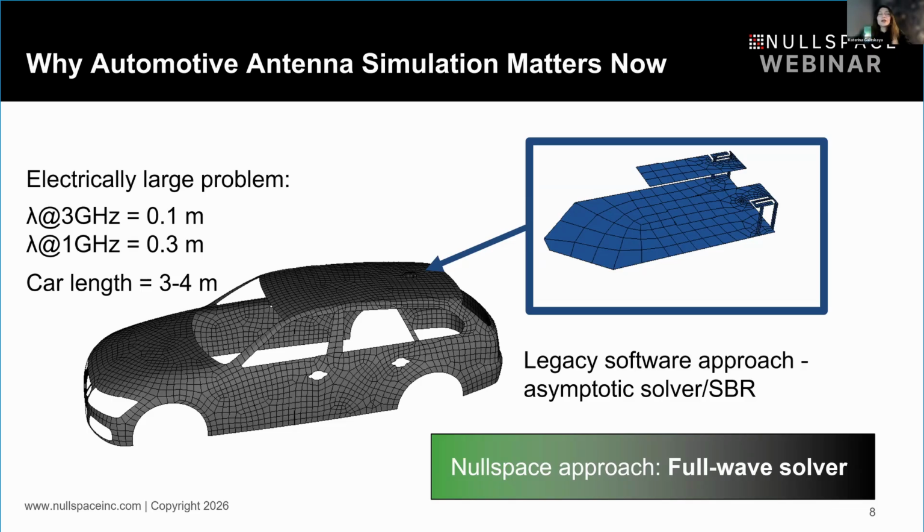So with a lot of tools that we are familiar with, the usual approach is to have several models: a model for the antenna with full wave simulation, and a car model, and maybe we combine them and run everything with an asymptotic solver with shooting bounces and rays, and that's how we get results. Some results may be somehow accurate, but with the assumptions and all the limitations of these solvers.